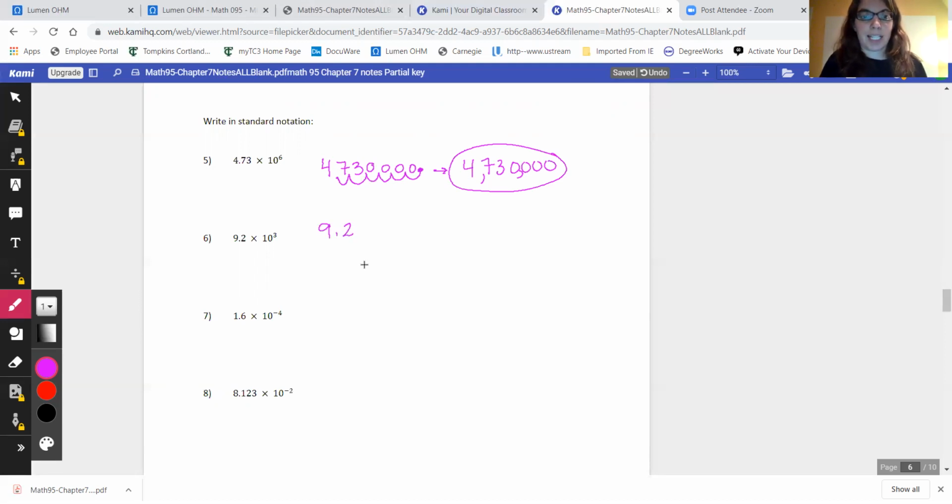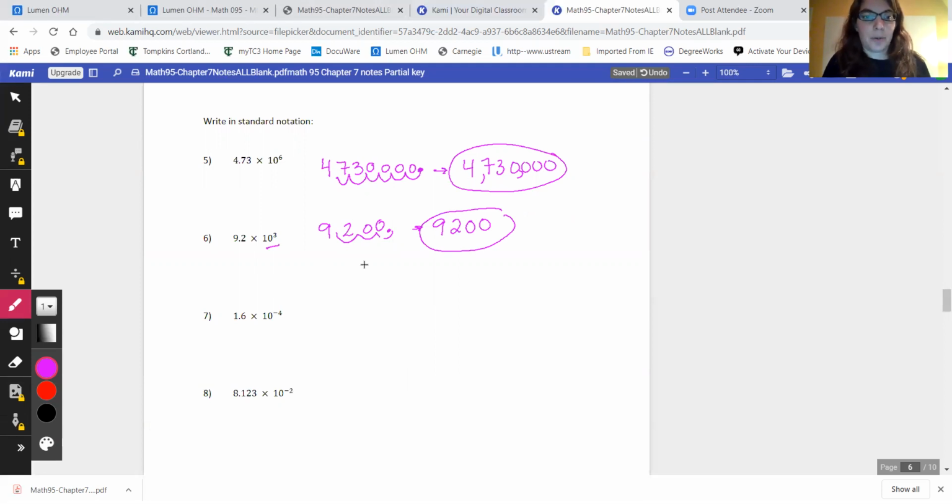Same idea here, 9.2. I know I need to move my decimal 3 places. If I move it this way, I'm going to get 0.0092. That's not a big number. So I'm going to move it this way. 1, 2, 3. Fill in with zeros, so it makes it 9,200. Which makes sense. 10 to the third is 1,000. So 9 times 10 to the third, 9 times 1,000.